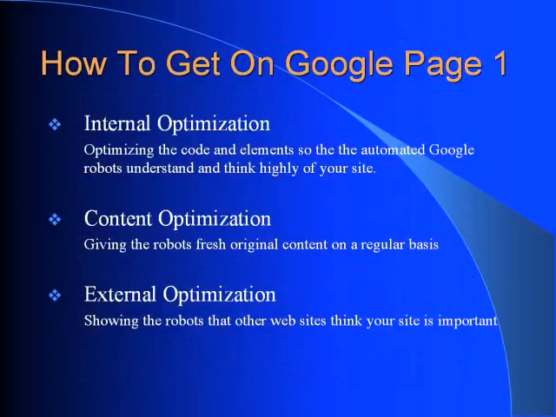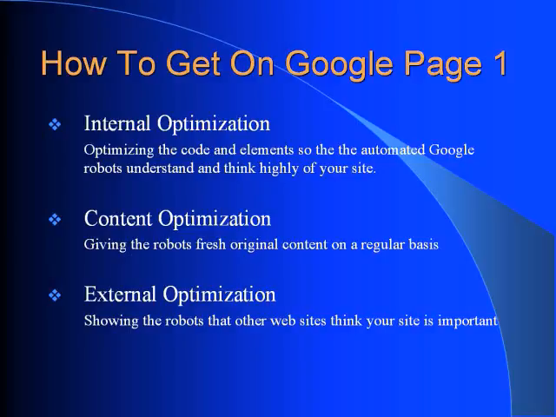And the first part of that is what's called internal optimization. What we're going to do there is to design your site so that the search engines understand it and think highly of it, the search engine robots. And then we're going to fill it with content that is appropriate so that, again, you get highly rated by the search engine robots. And finally, we're going to get everyone else in the world to think your site's important. And that's called external optimization. Alright, let's start with internal optimization now.